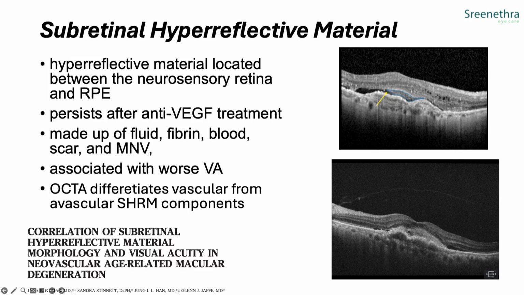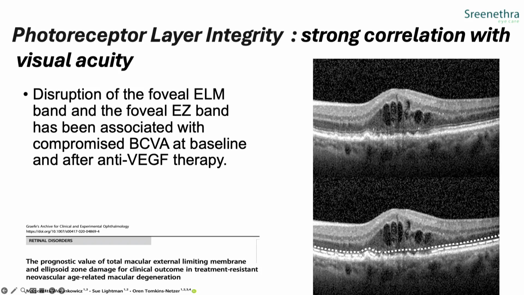Subretinal hyperreflective material, or the SHRM, is the hyperreflective material that you see between the neurosensory retina and the RPE, and it persists even after the anti-VEGF treatment. OCTA would help us differentiate the vascular and the avascular components of the SHRM.